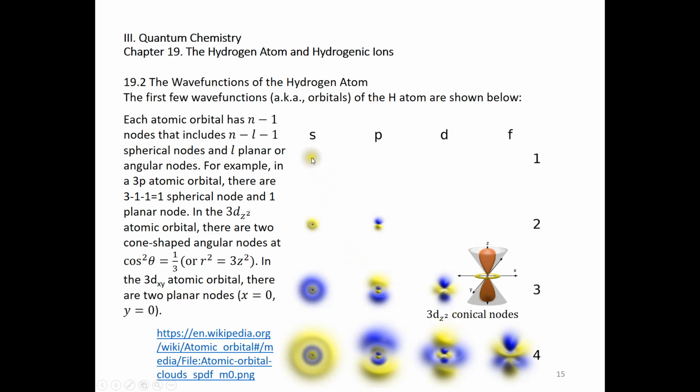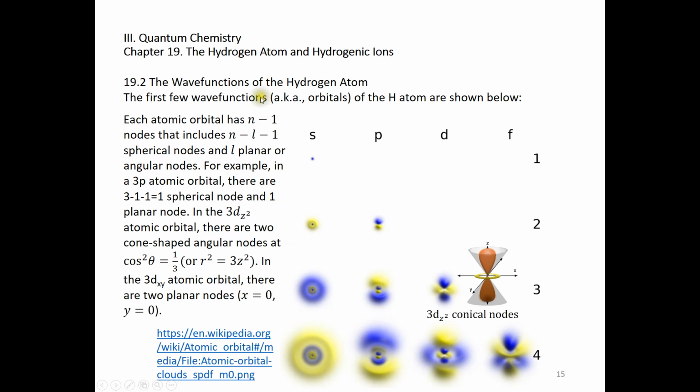Now let's examine the spherical nodes of the s orbitals. 1s orbital has 0 spherical nodes, 2s orbital 1 spherical node, 3s orbital 2 spherical nodes, and 4s orbital 3 spherical nodes. 2p orbital, we do not have any spherical nodes, but we have a planar node. Over here, 3p orbital, we have a planar node and 1 spherical node. 4p orbital, we have 1 planar node and 2 spherical nodes.